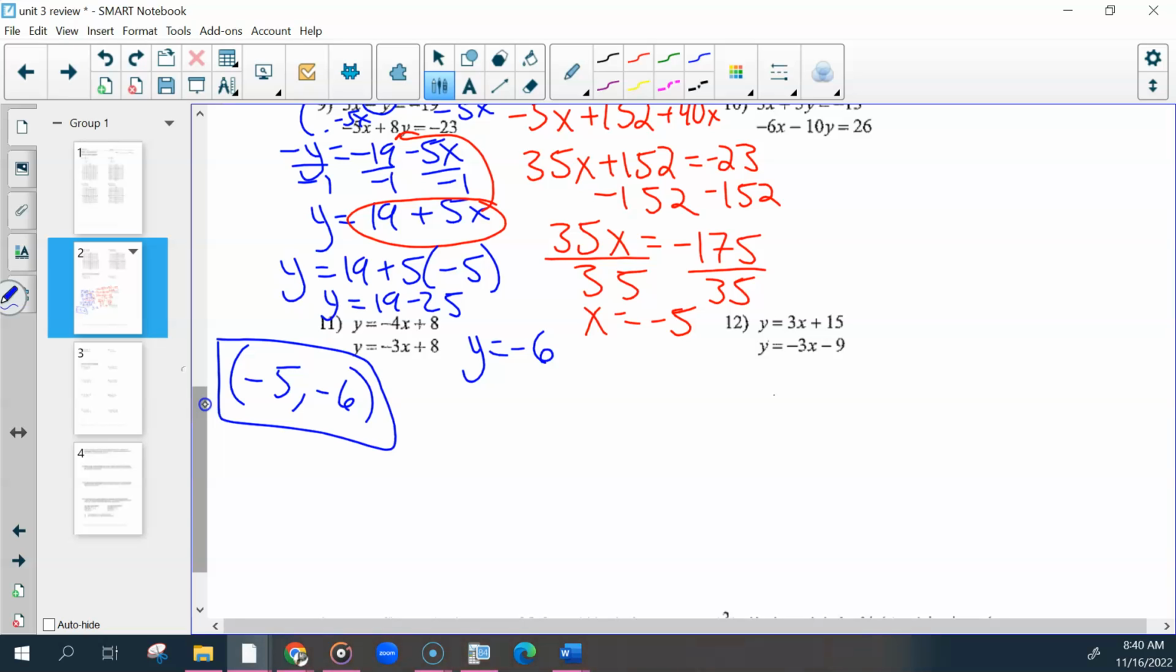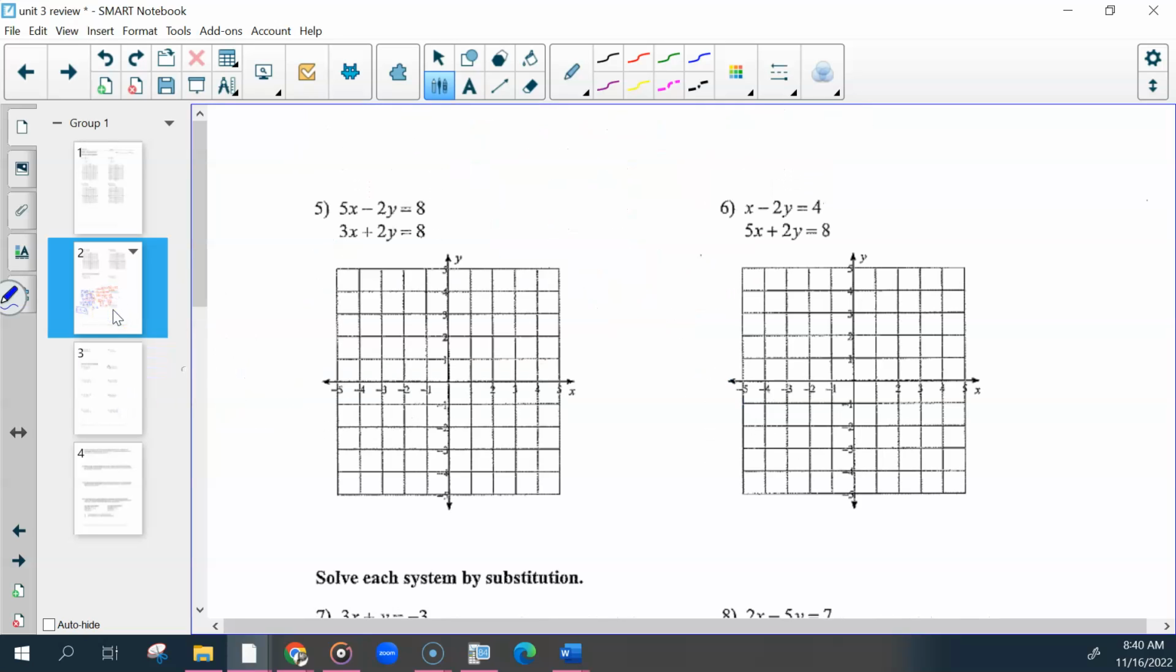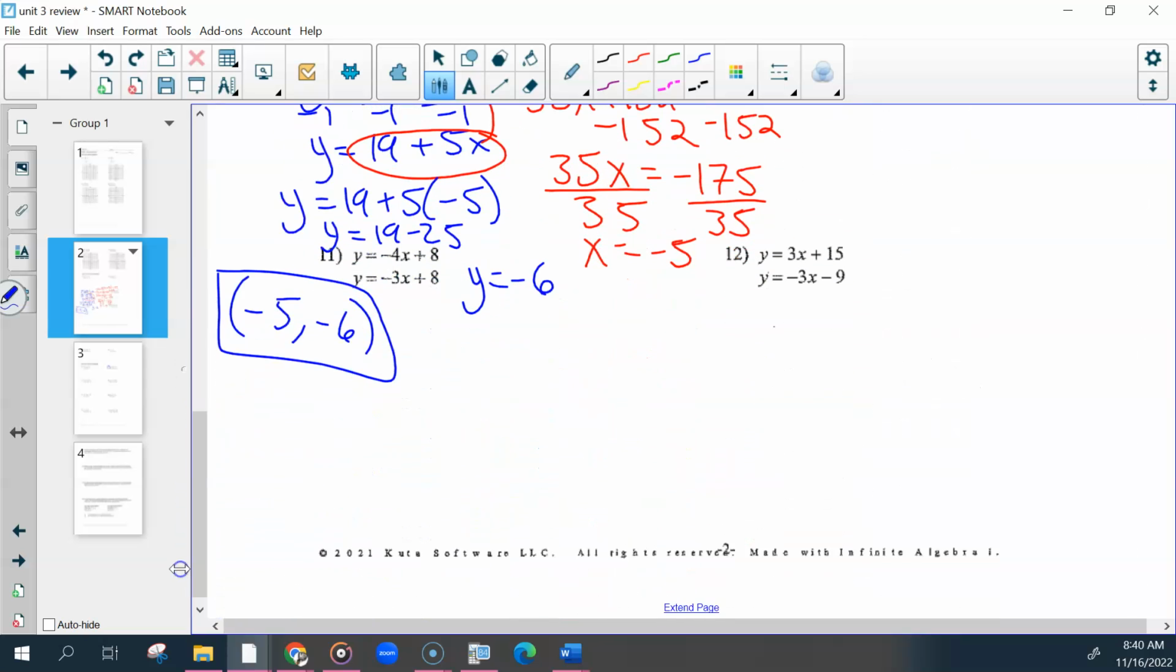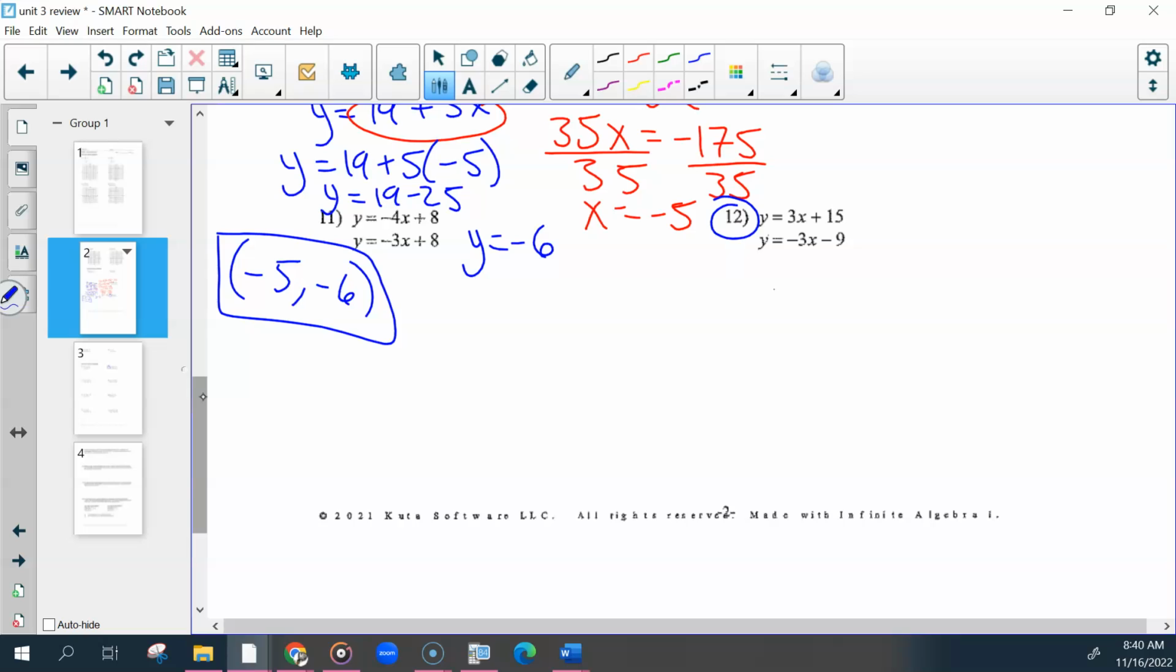Other questions from the review? Taylor? 16. Which one were you going to say? 12. So we'll do 12 first and then go back and do 16. So if you see something like 12 where you have two equations in the substitution that are both solved for a variable, you can set them equal to each other if these are the same variable. So since these are both y, I can set them equal to each other.